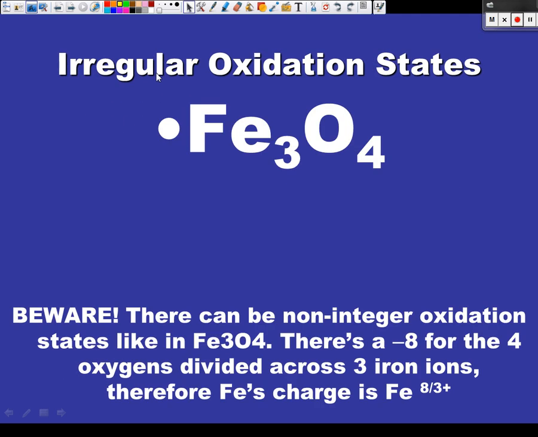All right, real quick, irregular oxidation states, I don't want to scare you. None of my tests, none of my worksheets, none of the AP exams that I have ever seen have done this. But hypothetically, I just want to show you in case something were to happen. Okay? So, beware, there can be non-integer oxidation states like in Fe3O4. Okay? There's a -8 for the 4 oxygens divided across the 3 irons to give you 8/3. Let me show you what I mean.